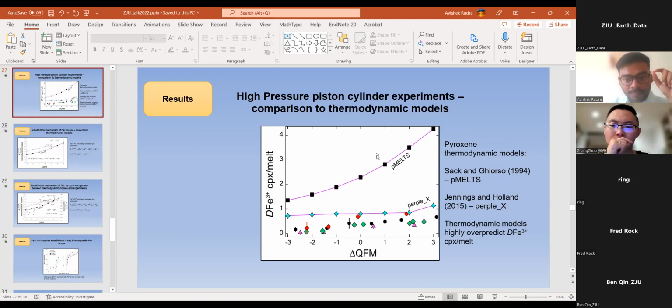So those are from pMELTS. Those are based on experiments, but the experiments were not great at that time. I mean, it's the limitations of their time, not limitations on the part of the researchers.